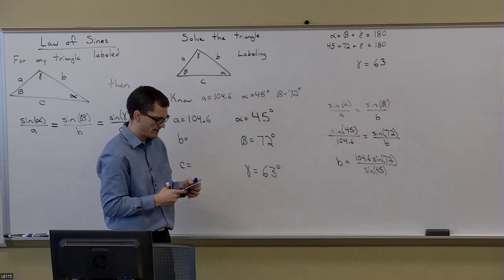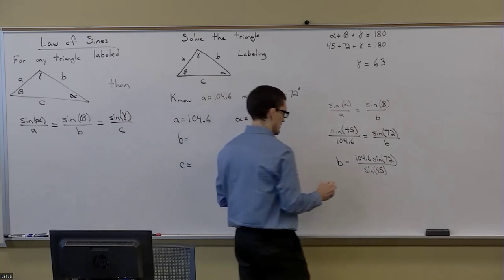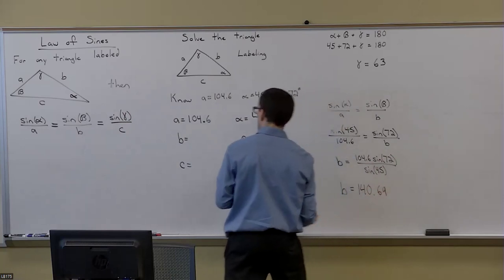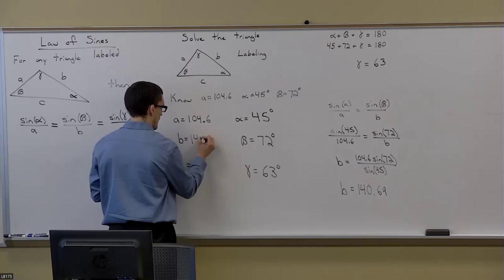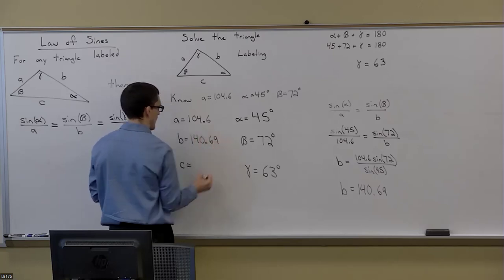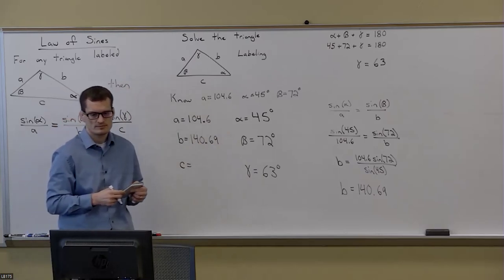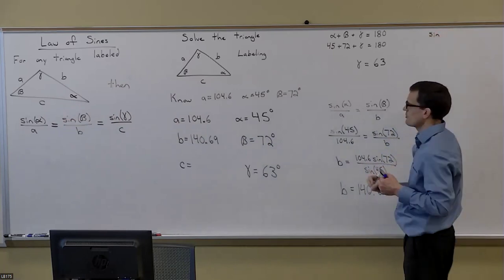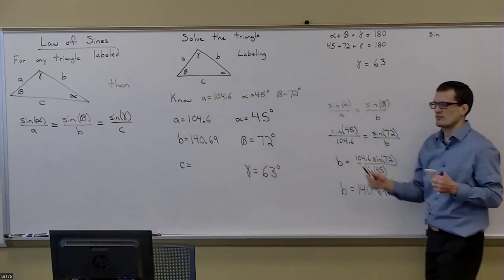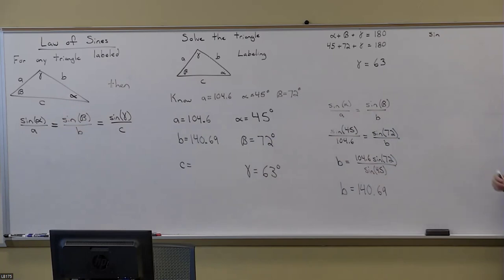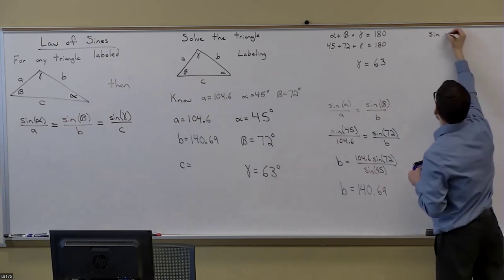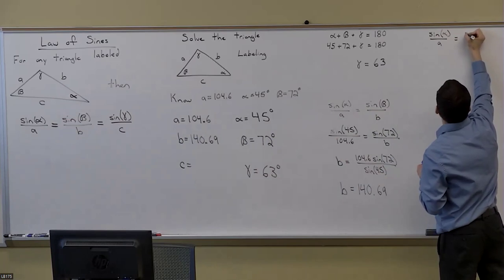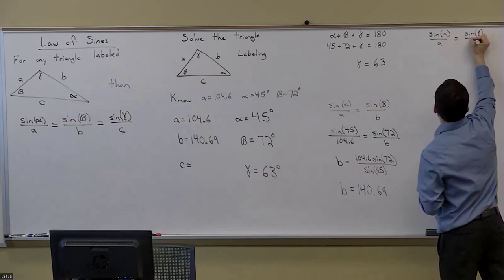I got 140.69, looks like. And then in order to find my C, you could use B and beta, but since I was given the A, since that B was rounded, I'll probably just use the sine alpha over A as the ratio I use to be equal to sine gamma over C.